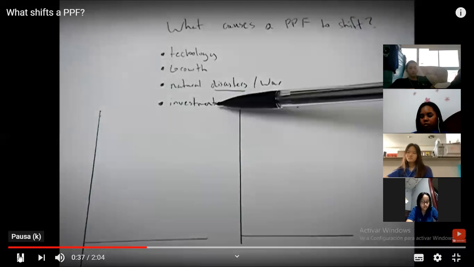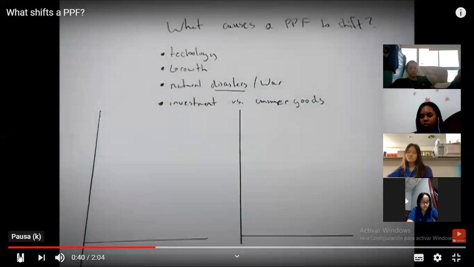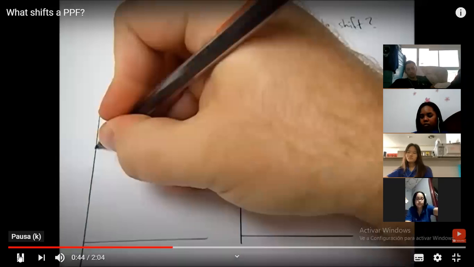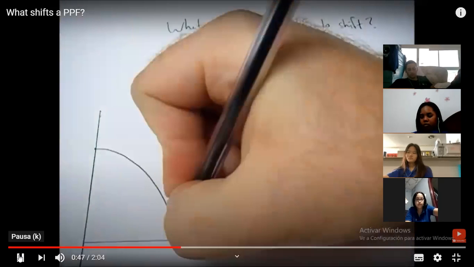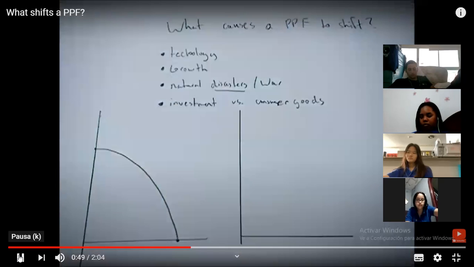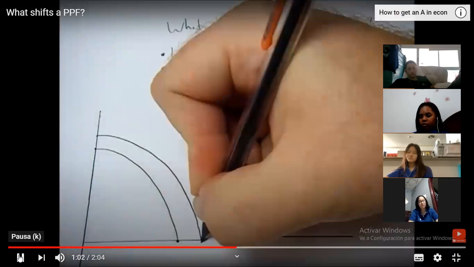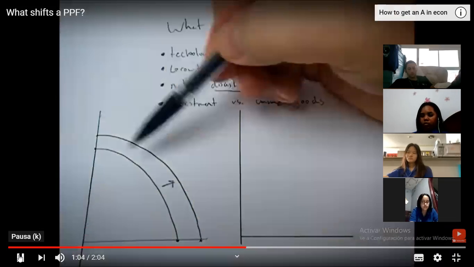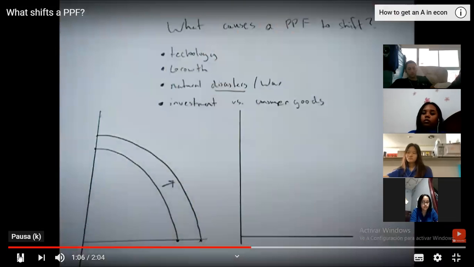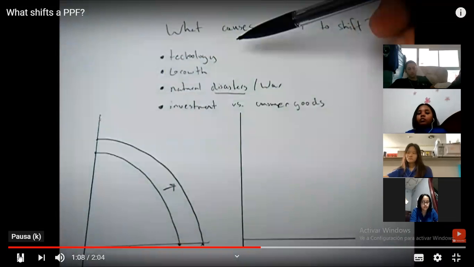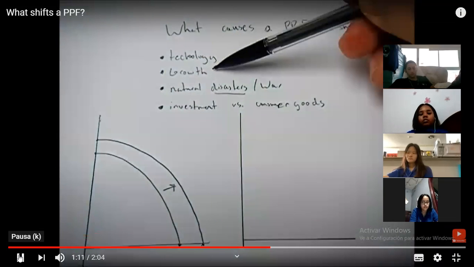And then investment versus consumer goods, how that can change a PPF. And so remember that when we draw our typical PPF, it's a snapshot in time. So we're holding everything else constant. But if in the next time period, say tomorrow or a year from now, technology were to get better and we can produce more stuff, then we'll see our PPF shift out. And so what goods we're producing doesn't really matter at this point because technology as a whole has gotten better, or there's been economic growth in the economy, so we can produce more.